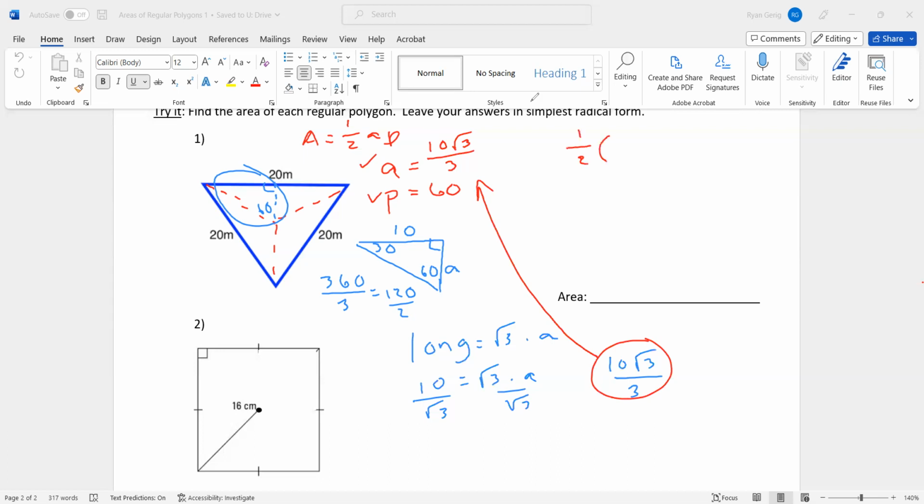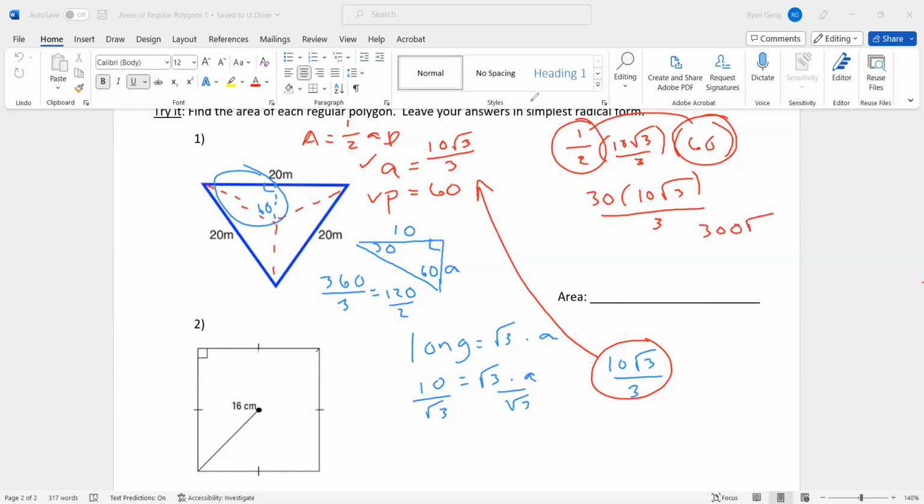So 1/2 times 10 radical 3 divided by 3 times 60. Now what I'm going to do is I'm going to combine my 1/2 and my 60 first. Half of 60 is 30 times 10 radical 3 divided by 3. So I've kind of recombined things to make it a little easier for me. 30 times 10 is 300 radical 3 divided by 3, and then 300 divided by 3 is 100 radical 3 meters squared. And that is the area of that equilateral triangle. Are there other ways you could have found that? Yes, but I'm trying to use this formula as much as possible in these notes.